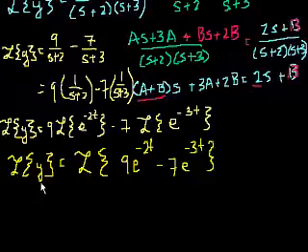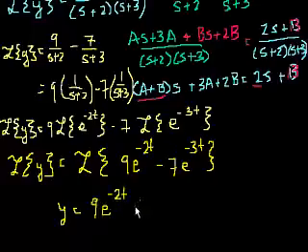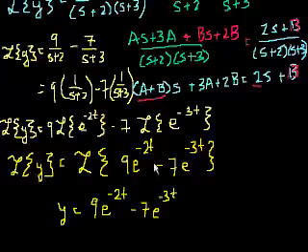Now we have something interesting. The Laplace transform of y is equal to the Laplace transform of this. Well, if that's the case, then y must be equal to 9e to the minus 2t minus 7e to the minus 3t. And I never proved to you, but the Laplace transform is actually a one-to-one transformation. If I take a function and get its Laplace transform, and then take the inverse Laplace transform, the only function whose Laplace transform is that is the original function. It's not like two different functions can have the same Laplace transform.